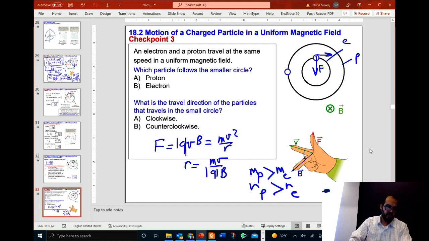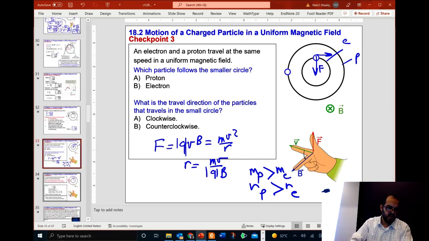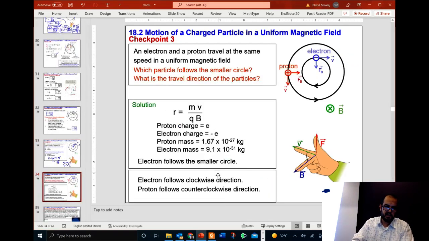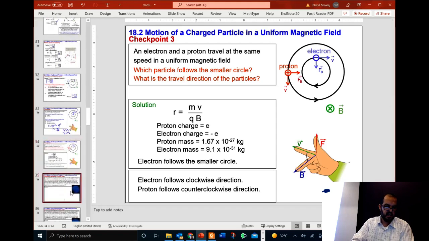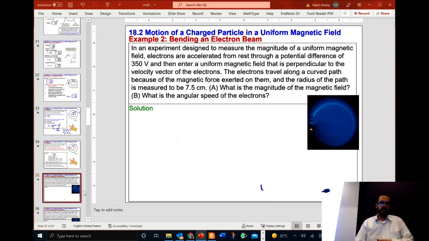Okay. All right, so let's go to the next one. So these are the answers. Electron flows in the clockwise direction, and obviously the proton would be flowing in the opposite direction, counterclockwise. Let's do this problem.